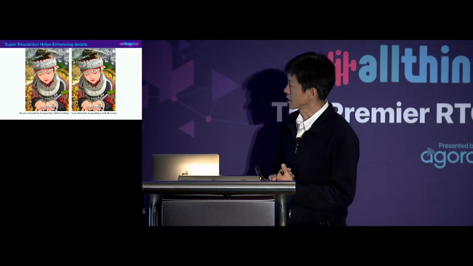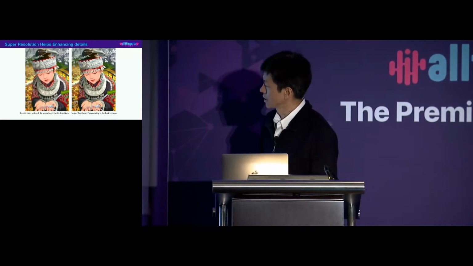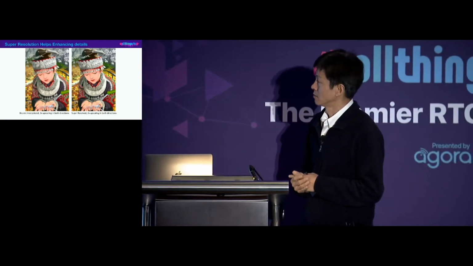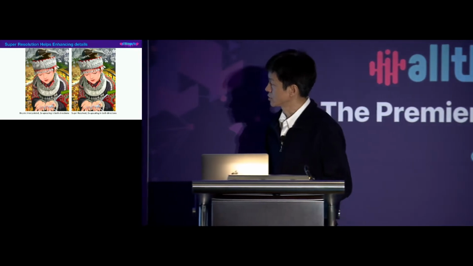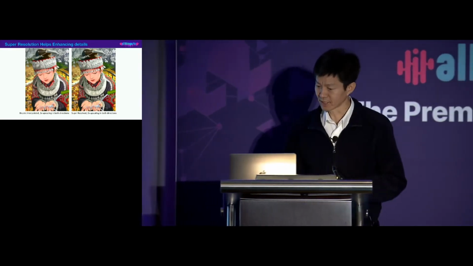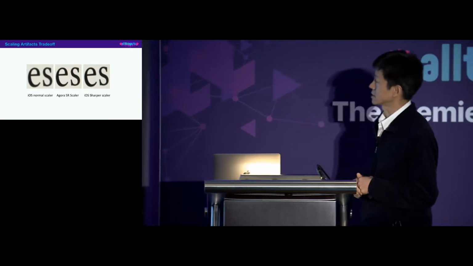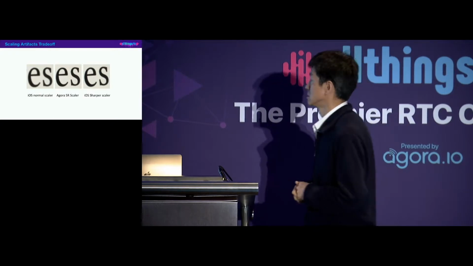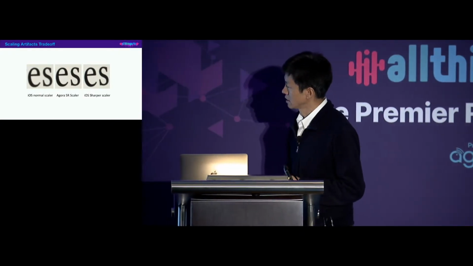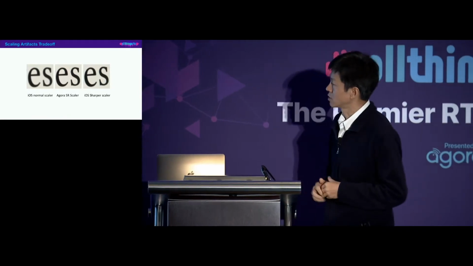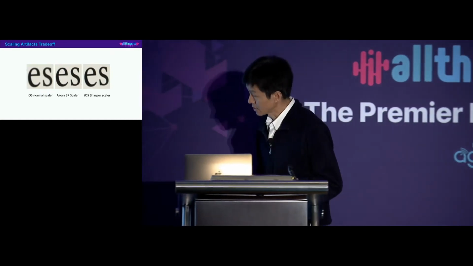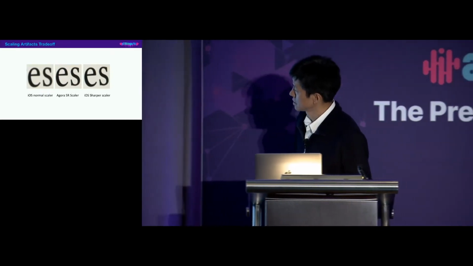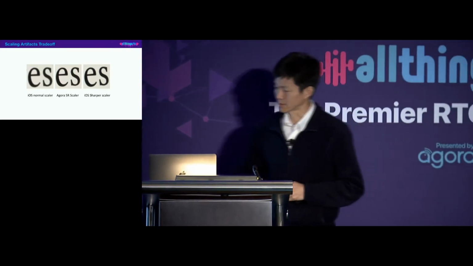And a quick look at the result. On the right-hand side now is 2x upscaling in both directions using our mobile SR model, which is significantly sharper than the left-hand side. And also take a look at this. In the middle is Agora middle. On the left is the iOS normal scalar. On the right-hand side is the iOS sharper scalar. And our model is the sharpest among those three. And the ring artifacts are less than the sharper scalar of the iOS version.